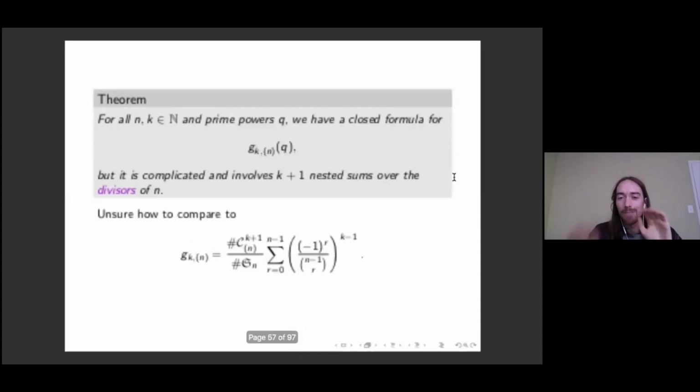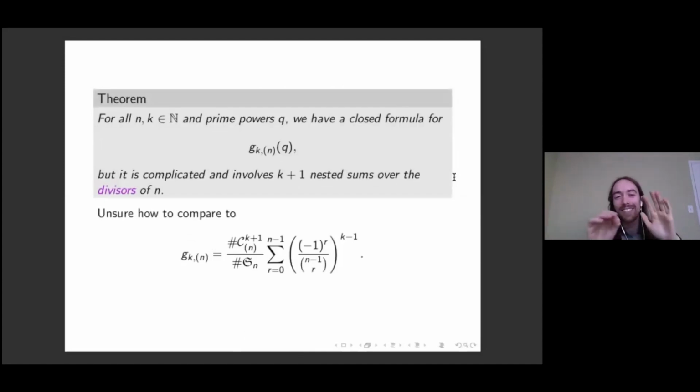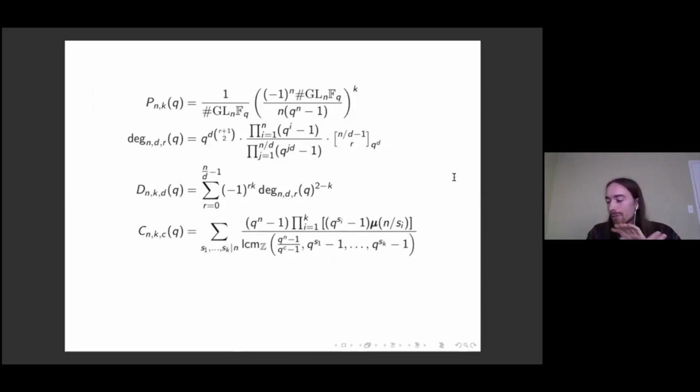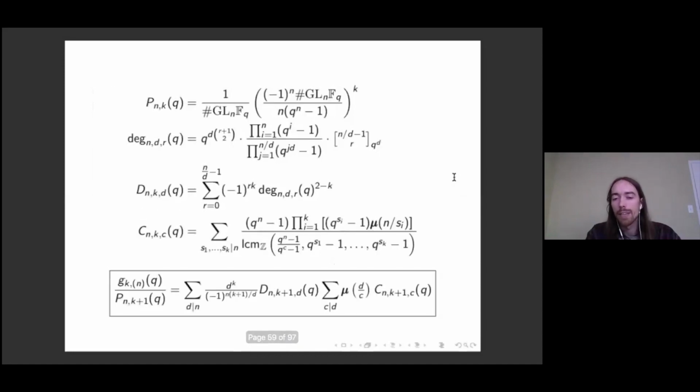So, oh yeah, before I show you that, so you know that I'm not bluffing, here's a way to write down that formula. These are 4 functions. I think I'm sort of behind time, so I'm not going to spend too much time talking about this. These are 4 functions in terms of q that you can write down if you want, and you can use them to write down an expression for G_k,n(q). And I just divided it by that capital P function so that it all fits on one line.